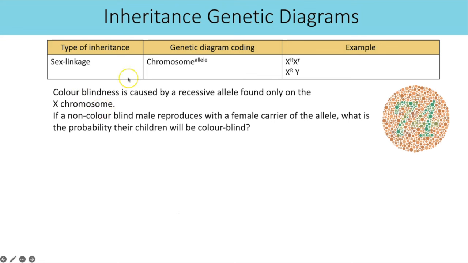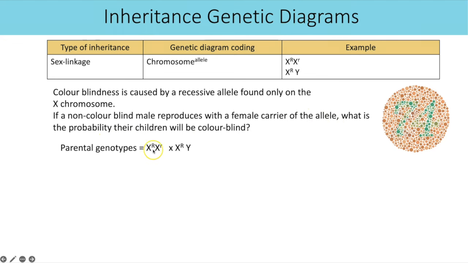We're now moving on to sex linkage. We're going to look at the example of colour blindness. Colour blindness is caused by a recessive allele found only on the X chromosome. And we've got the example of if a non-colourblind male reproduces with a female carrier of the allele, what's the probability of their children being colourblind?